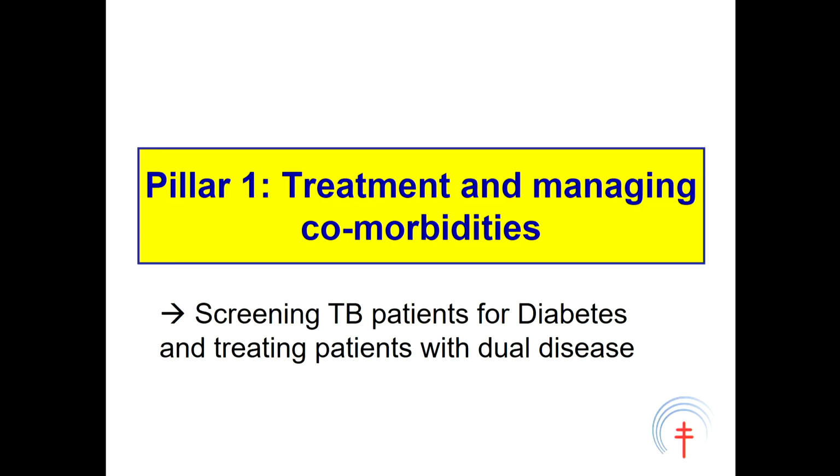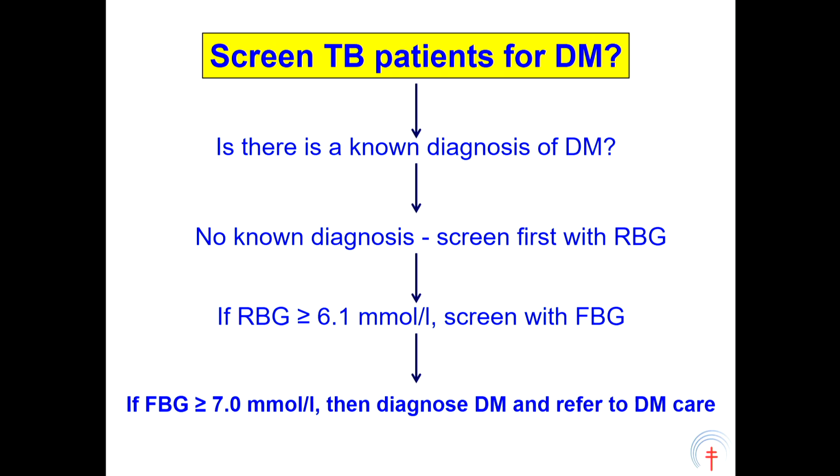Let's go back to pillar one. One of the activities is treatment and managing comorbidities. So here we could consider screening TB patients for diabetes and treating patients with dual disease. So again, we have a programmatic algorithm, and this is how it works. At the time of registration, we would very simply ask a TB patient, is there a known diagnosis of diabetes? And if the answer is no, we should screen actively to see if they have diabetes or not.